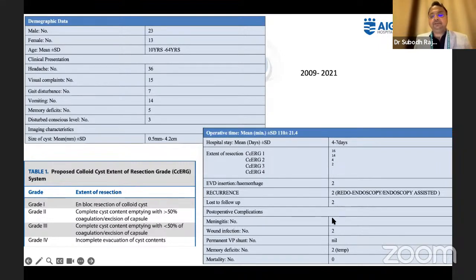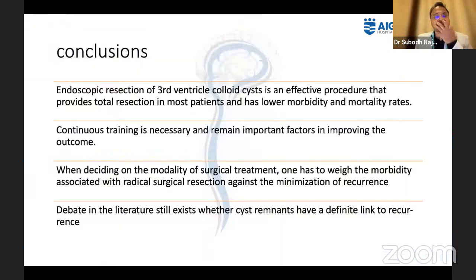Loss to follow-up 2, 1 meningitis, 2 wound infection. None of the patients required a VP shunt. We had a memory deficit in 2 cases. This is our brief endoscopic data over a period of years.